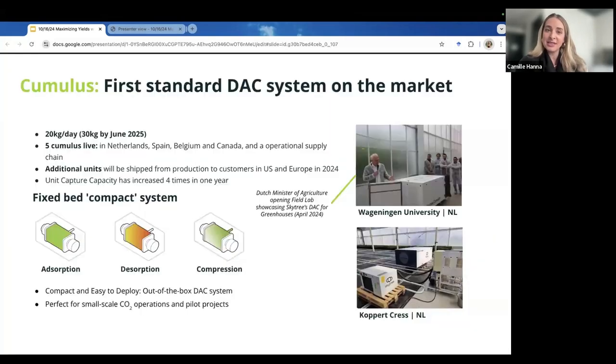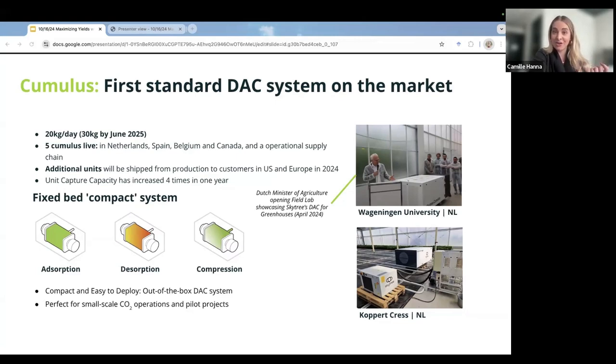Next slide, please. So Cumulus, I mentioned this is the first unit that we've produced. It is deployed in 5 locations. We have a couple in the Netherlands. One you can see on the right-hand side of the screen here is with the Wageningen University. So they're doing a study right now where they're comparing traditional CO2, liquid CO2 to direct air capture CO2 on the growth of cucumbers. That's ongoing. We will be releasing results of that very soon.